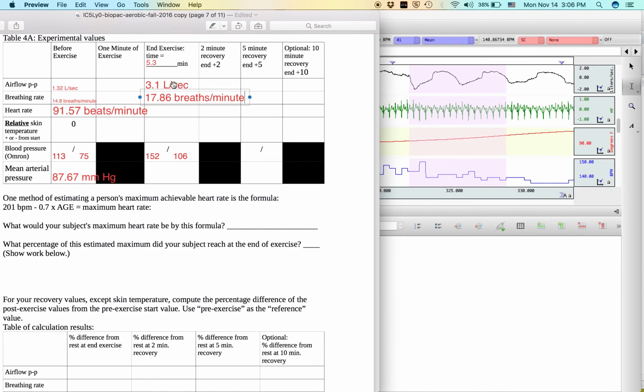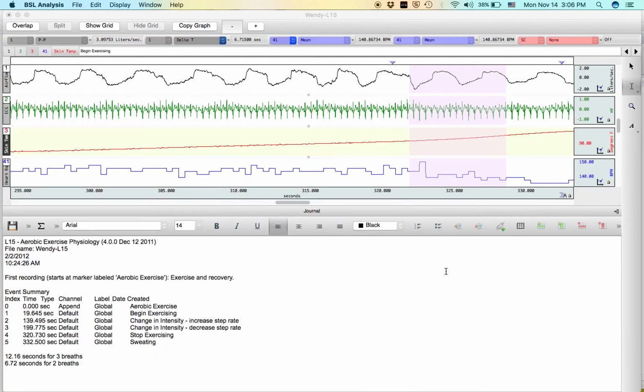And you can see that the breathing rate has increased since we've ended exercising. Our airflow has increased since we ended exercising, so it seems like our data makes sense. Our calculations are making sense right here.